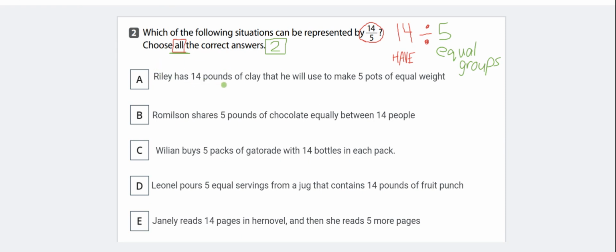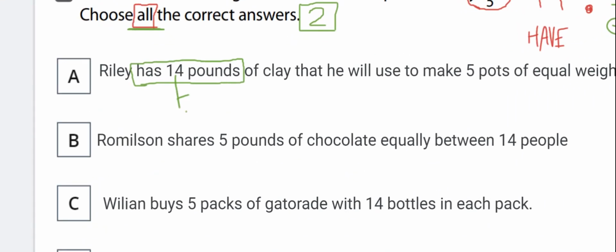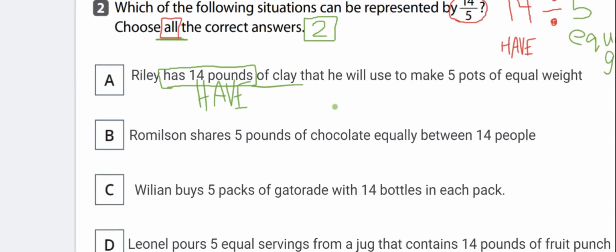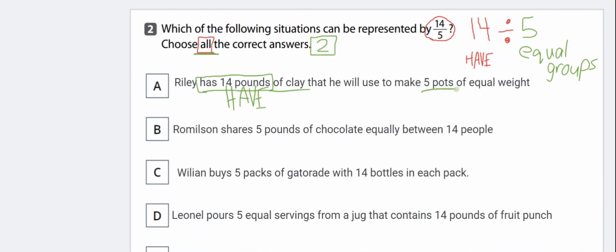Riley has 14 pounds of clay that he is going to use to make 5 pots of equal weight. So first off, 14 is what I need to have. Do I have 14? Yes, I do. Riley has 14 pounds of clay. So I'm even going to write down that we have 14 pounds because we have 14 pounds of clay. And how many equal groups is he splitting it between? 5 groups that are equal.